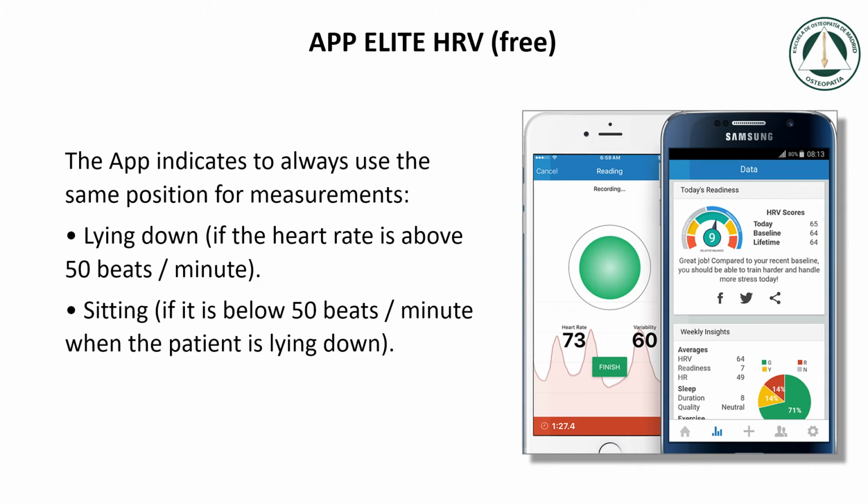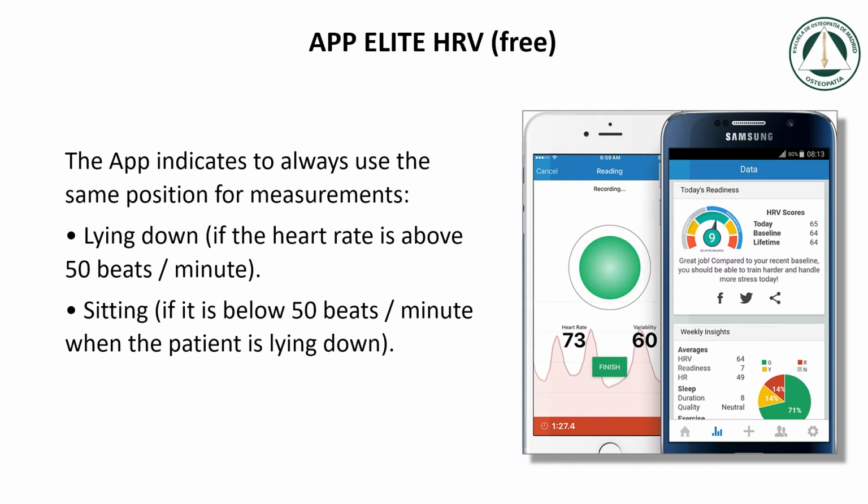The ELITE HRV app allows heart rate variability measurements to be tagged for analysis of results, and provides neurovegetative guidance based on heart rate variability. To avoid errors, it is particularly important to standardize the position for all measurements. The app indicates to always use the same position for measurements.